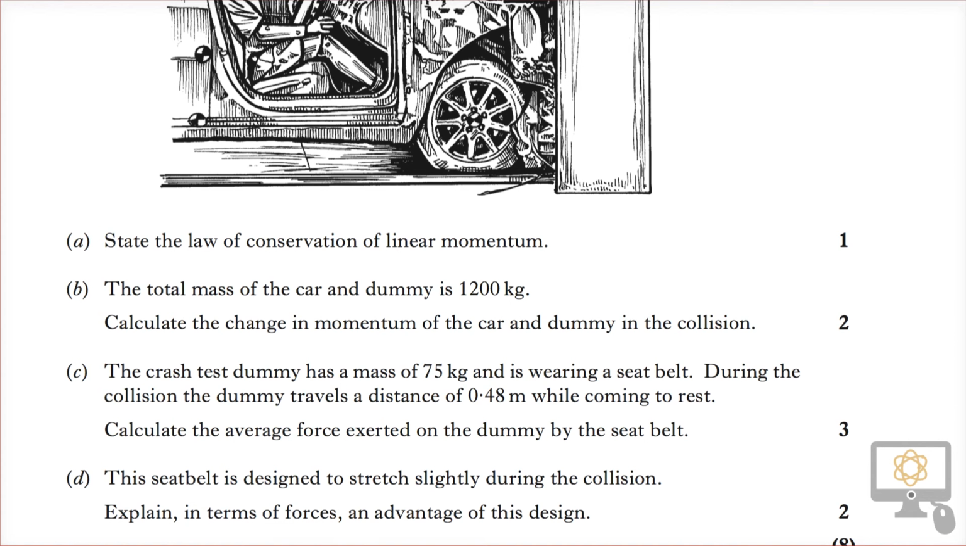We'll be looking at the last part of question 22d, from the 2013 revised Higher Physics paper. It states that this seatbelt is designed to stretch slightly during the collision. Explain, in terms of forces, an advantage of this design. So this is your standard question about impulse really.